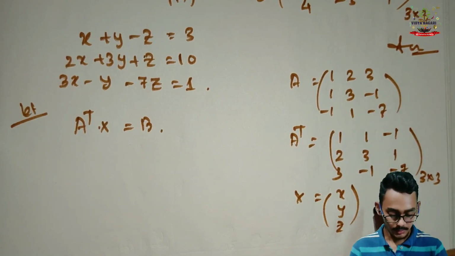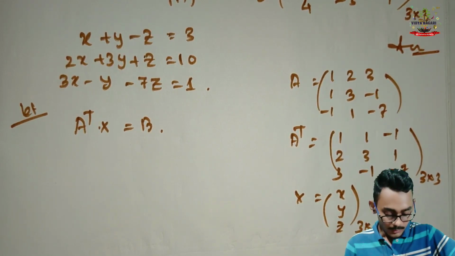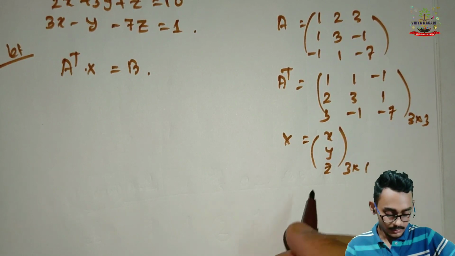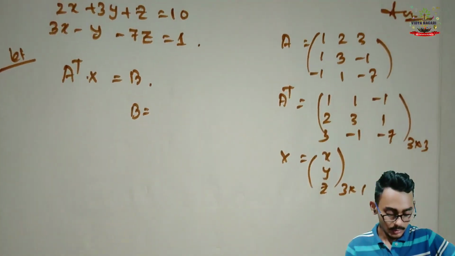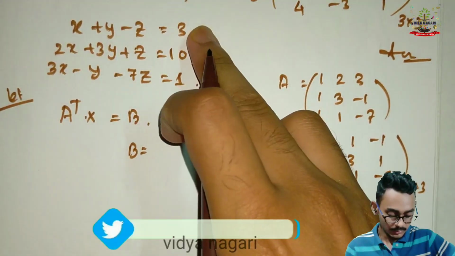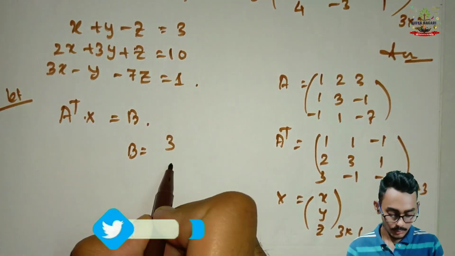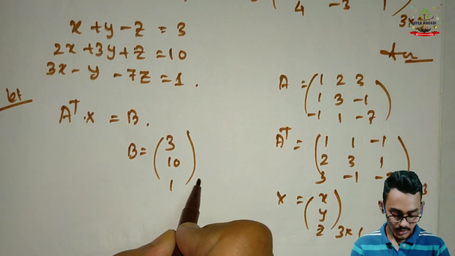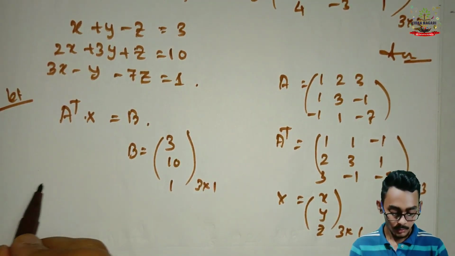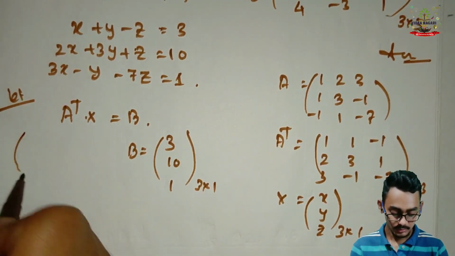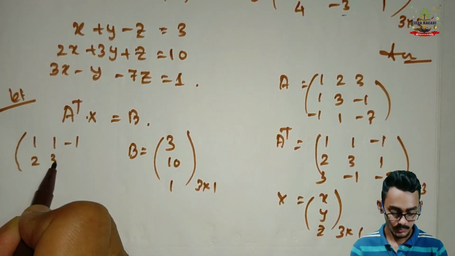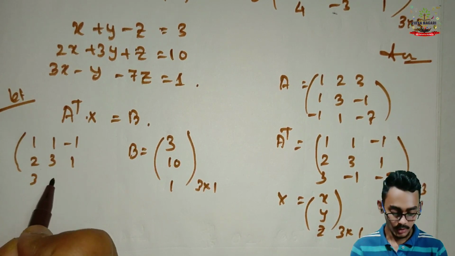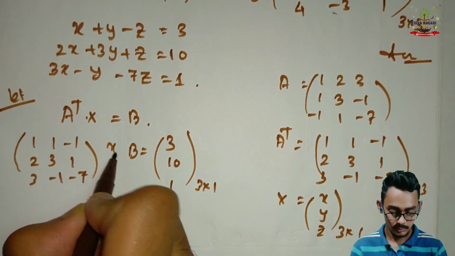It is a 3 by 3 matrix, this is a 3 by 1 matrix, and our b equals the right hand side elements 3, 10, 1. It's also a 3 by 1 matrix. So 1, 1, minus 1, 2, 3, 1, 3, minus 1, minus 7 into x, y, z.